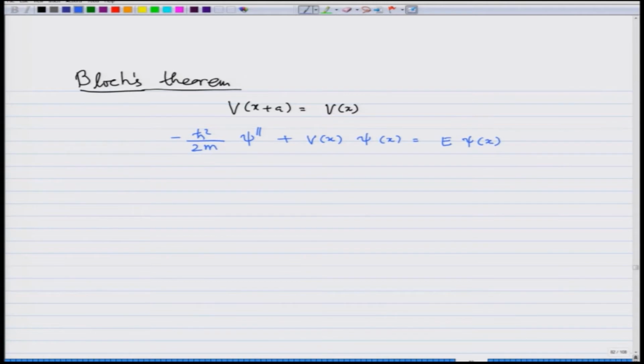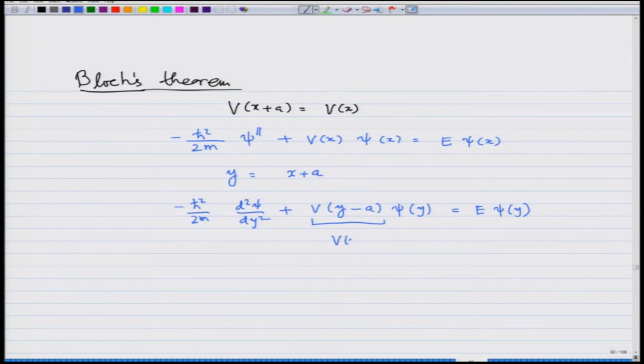Let me write y equals x plus a. Then I have minus h cross square over 2m d2 psi over dy square, because the derivative would remain the same even if I shift the coordinate by a, plus V(y minus a) psi(y) equals E psi(y). Now, V(y minus a) is the same as V(y), and therefore, this equation is minus h cross square over 2m d2 psi over dy square plus V(y) psi(y) equals E psi(y).